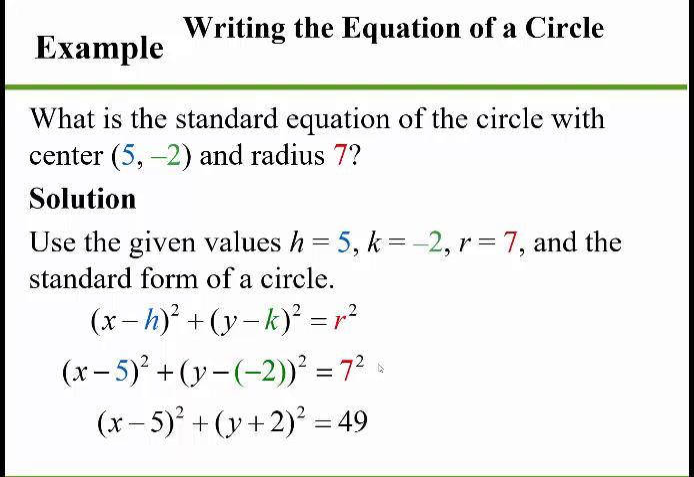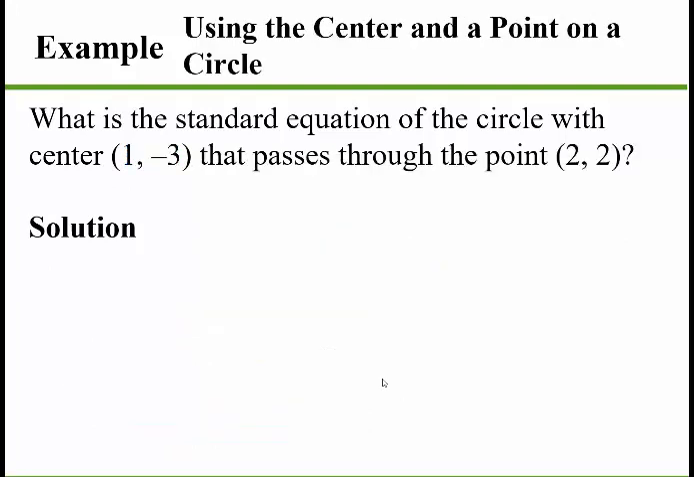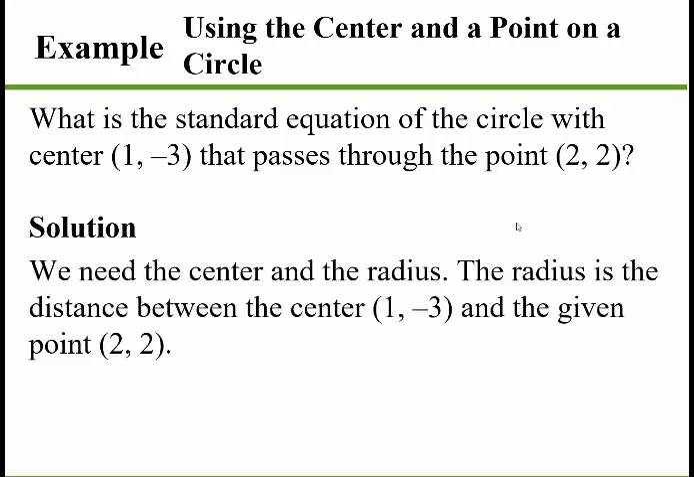All right, what is the standard equation of a circle? I'm telling you the center is (1, -3) and that it passes through the point (2, 2). All right, so we need the center and the radius. The radius is the distance between the center and the given point here.